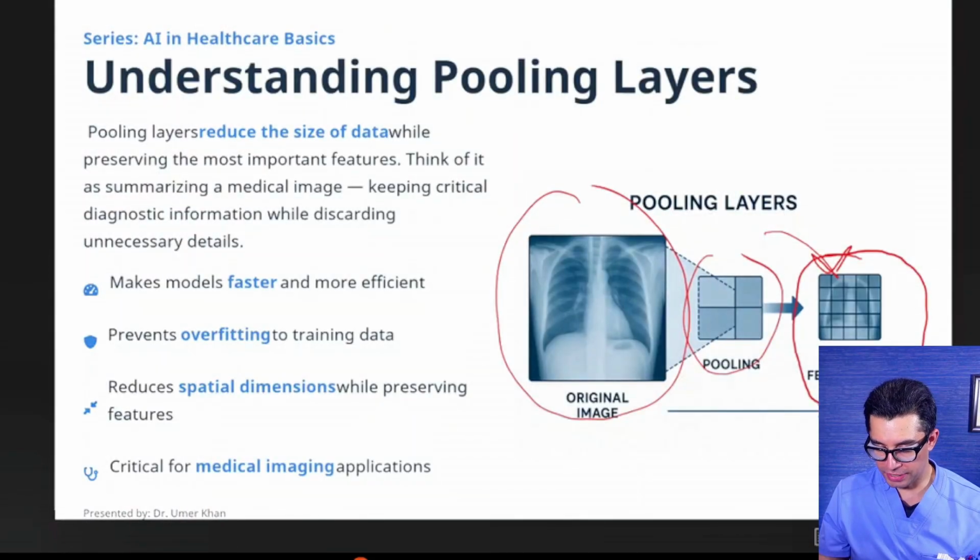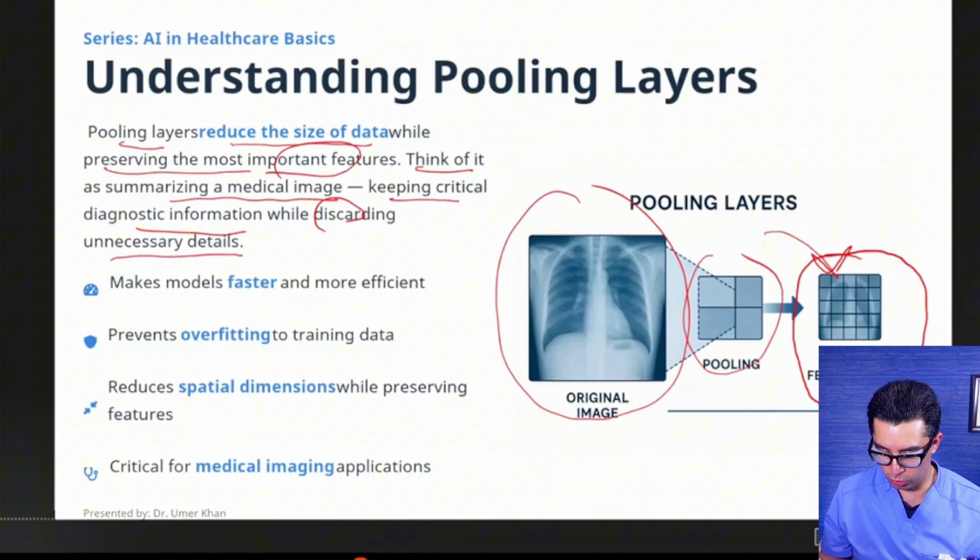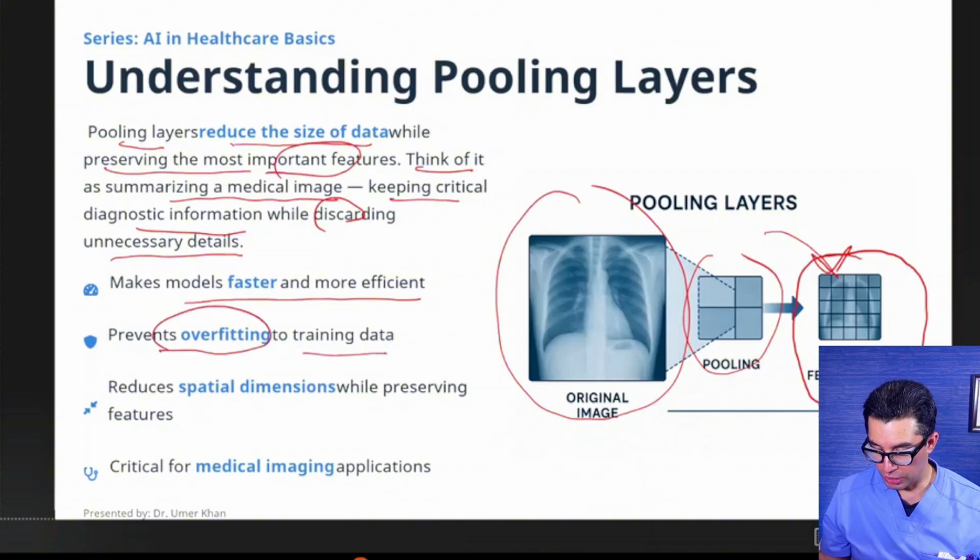Now let's go over this so that we fully understand this. So pooling layers thus reduce the size of the data while preserving most of the important features, and the features that we want, right? We may want different features at different stages or different clinical scenarios. We may want to set our AI for different pooling feature characteristics and see what we need at what time. Think of this as summarizing a medical image, keeping critical diagnostic information while discarding unnecessary details that we are not looking for. So this makes the models faster, more efficient, and prevents overfitting to training data. You can go between high definition to low definition, and it helps preserve all the features that you need. And this is critical for medical imaging applications.